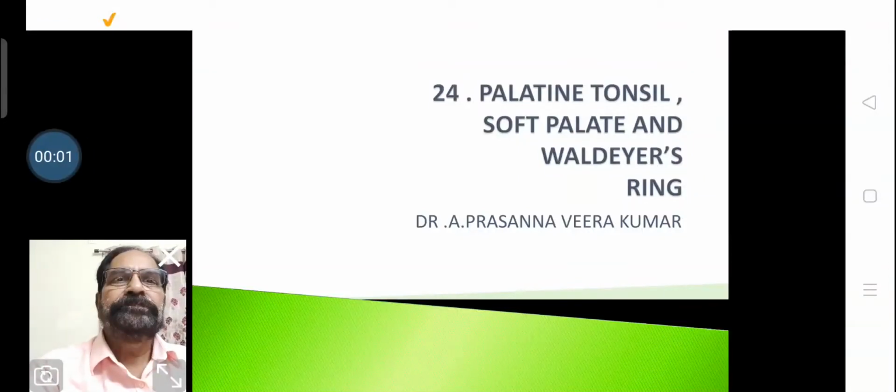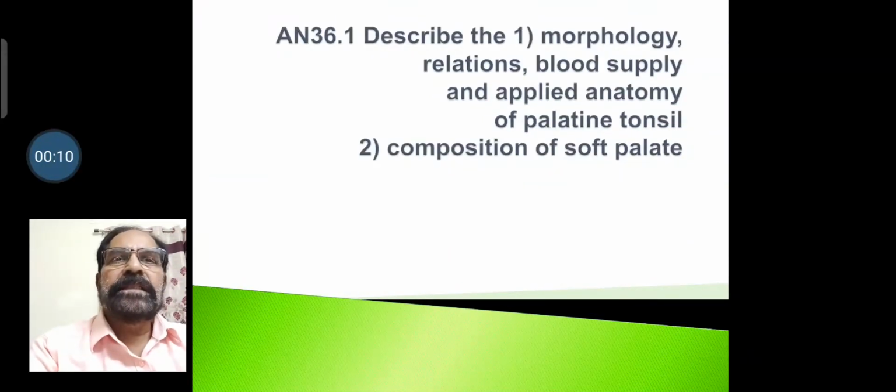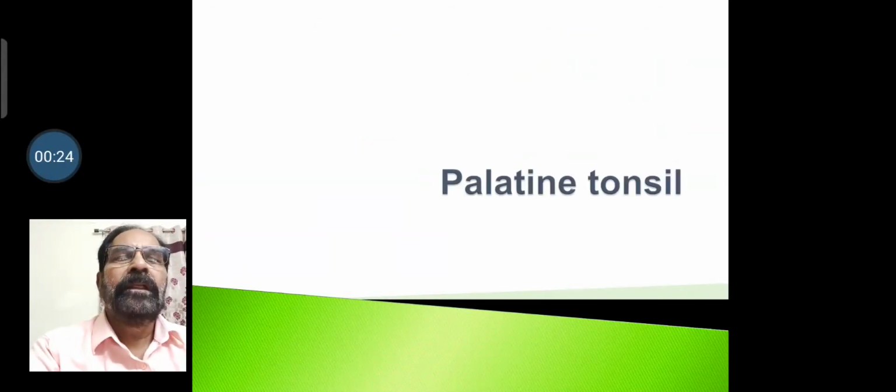Palatine tonsil, soft palate, and Waldeyer's ring. So in this, first we will discuss the competency, that is morphology, relations, blood supply, and applied anatomy of palatine tonsil, and also composition of soft palate. So first we will start with palatine tonsil.